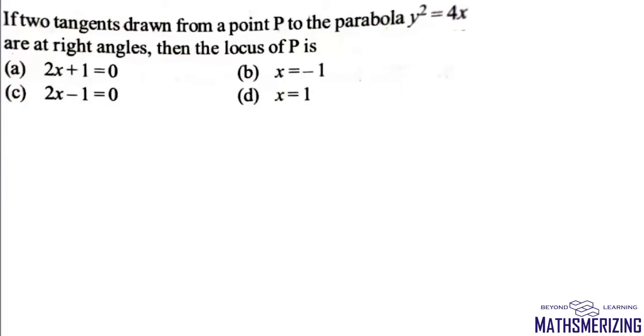Now the question is, if two tangents drawn from a point P to the parabola y squared equals 4x are at right angles, then the locus of P is. So we clearly know this is the definition of the director circle, and the director circle in case of a parabola is nothing but the directrix. So the locus of P is simply the directrix of this parabola, and the directrix of this parabola is x equals minus a, which is x equals minus 1, and that's your option number B.